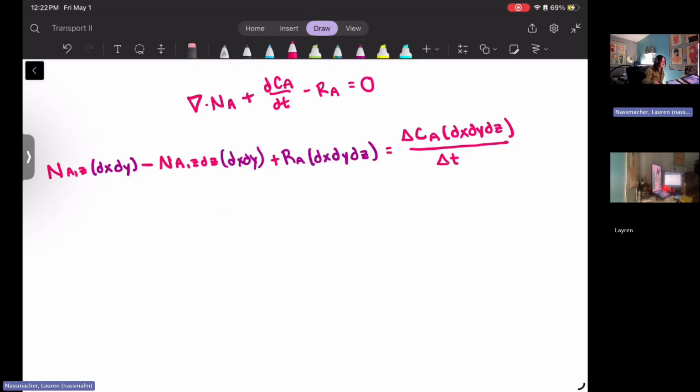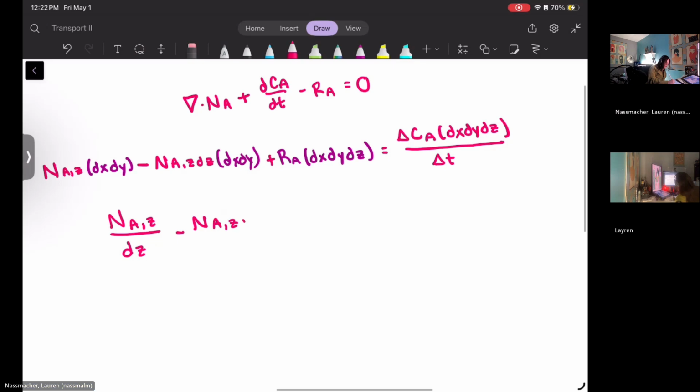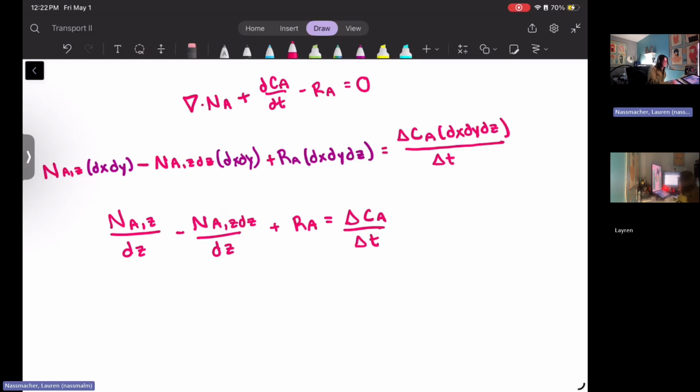What I want to do is try to get rid of that volume that we've put everywhere in this equation. So we're going to divide everything by dx, dy, and dz. And that's going to get us our flux of A at z divided by dz minus our flux of A at z plus dz over, of course, dz, plus our rate of formation. This volume is going to be completely canceled out. And that's going to be equivalent to our change in concentration of component A over our change in time. And we're already closer to that equation.